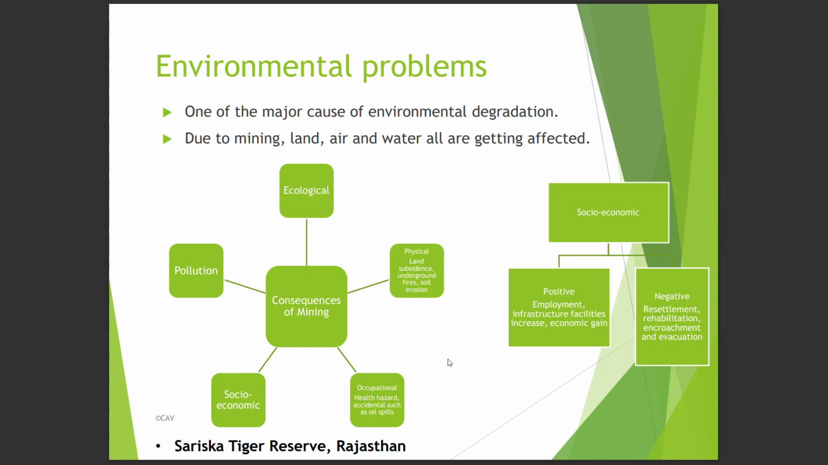Next are some environmental problems. One of the major causes of environmental degradation is mining; land, air and water are all getting affected. The consequences of mining are pollution, ecological damage, physical land subsidence, underground fires, soil erosion, occupational health hazards, accidents such as oil spills, and socio-economic problems as well. In the positive perspective, there is employment, though the occupation is a health hazard, then infrastructure facilities and economic gain. Negatives are resettlement, rehabilitation, encroachment, evacuation and so on.